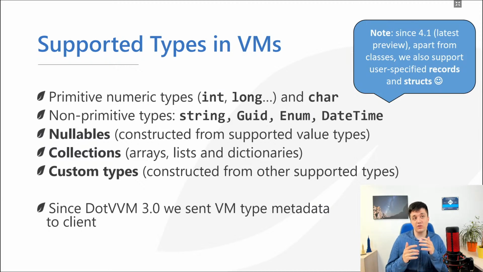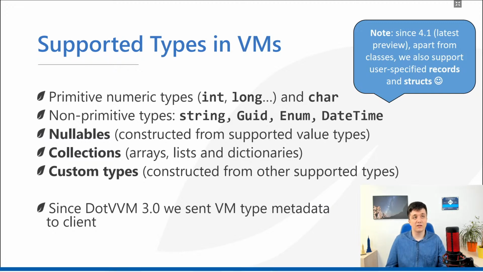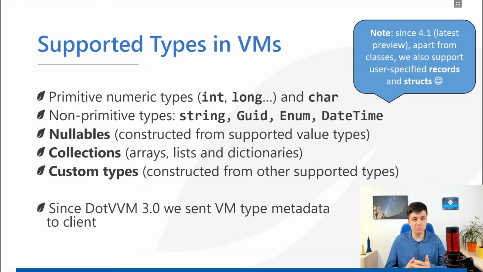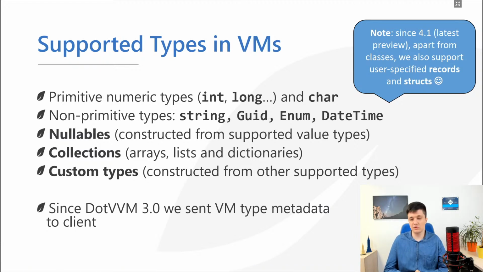And since we also added rich type metadata that's being sent to the client side, we now made view models really safe. Since DotVVM 3.0, there is a coercer that is checking that you are always assigning only supported values into every property. And this also introduced a bunch of other cool features such as immutable states and many performance features as well.